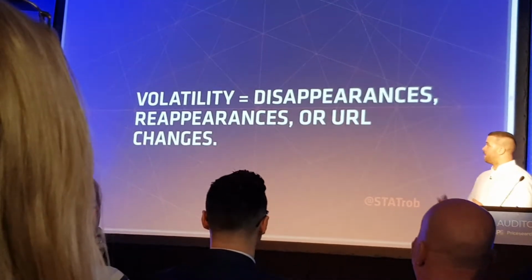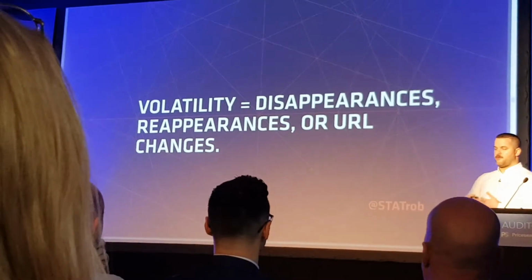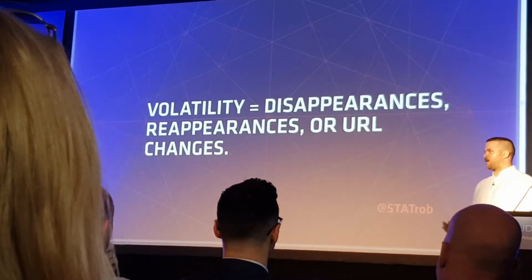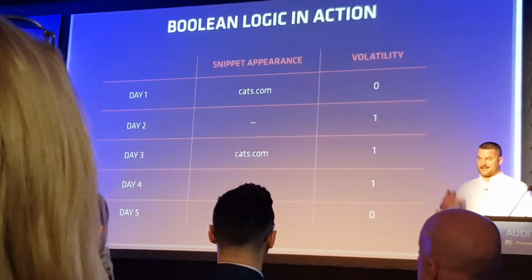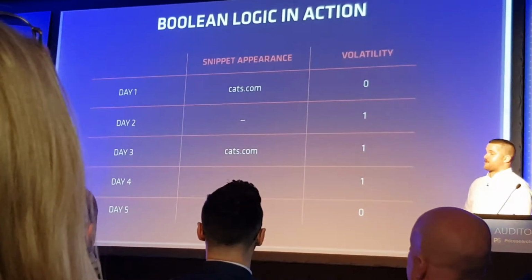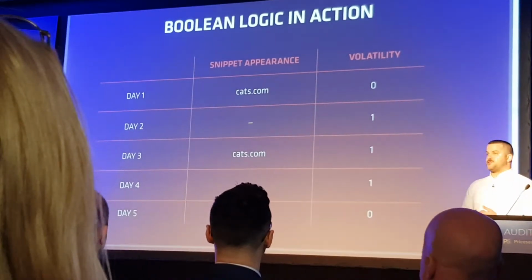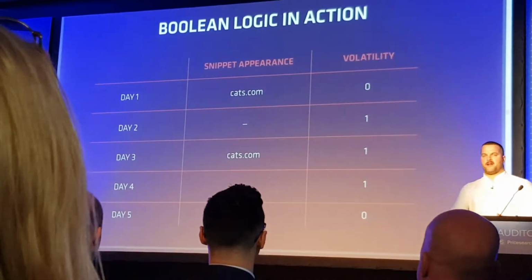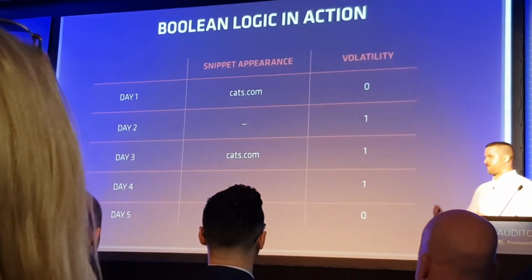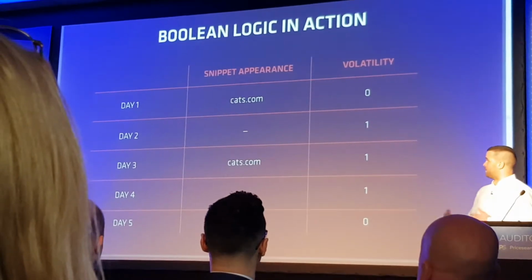For volatility, each one of these events was scored 1 point. The total of those scores yielded a volatility score. I'll give you an example. Of course, it's cats. So, 5 days of sample data. During that time, we had an appearance score of 2 because the snippet appeared twice. And during that time, it went through 3 changes. The snippet disappeared, it reappeared, and then it disappeared again. So that's a volatility score of 3. Very simple rubric, and works really well for yielding these 2 scores.